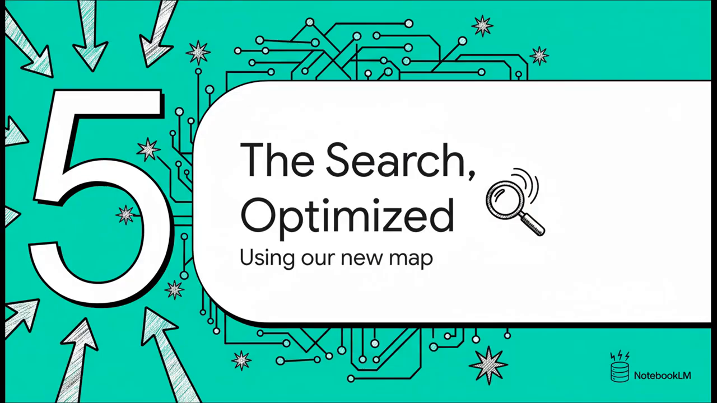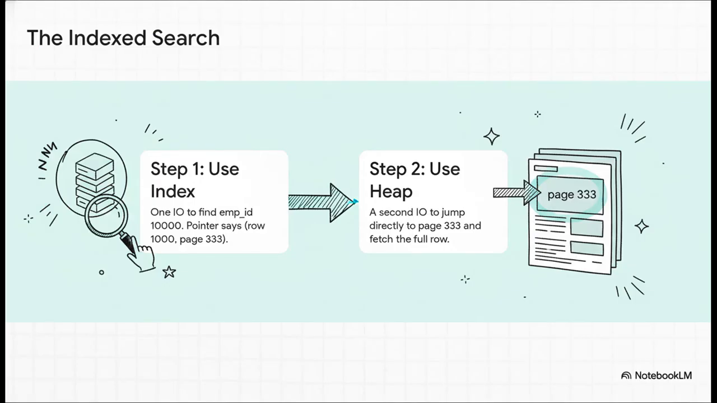All right, round 2. Let's run that exact same query again, but this time we have our secret weapon, the index. And wow, what a difference. The whole process is completely changed. First, the database does just one I/O operation to look at the tiny index. Since it's sorted, finding employee ID 10,000 is practically instant. The index says, hey, the data you want is on page 333. So for its second move, the database performs just one more I/O operation to jump directly to page 333 and grab the row. That's it. We're done. No more scanning.